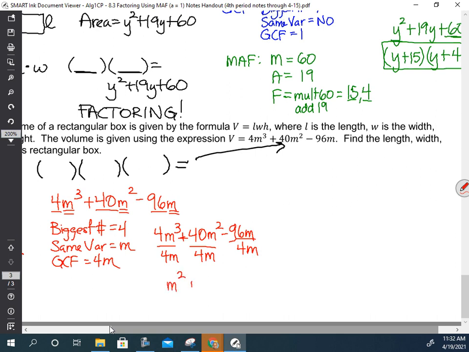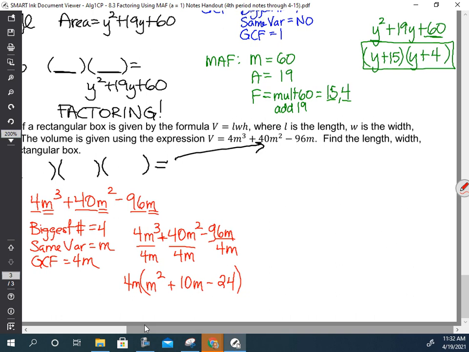That's m squared plus 10m minus 24. So again, that's your first step. Greatest common factor is always your first step, no matter how complicated the problem is. So we use where we left off, do MAF. Last term is negative 24. Middle term is 10. We need two numbers that multiply to negative 24 and add to 10.